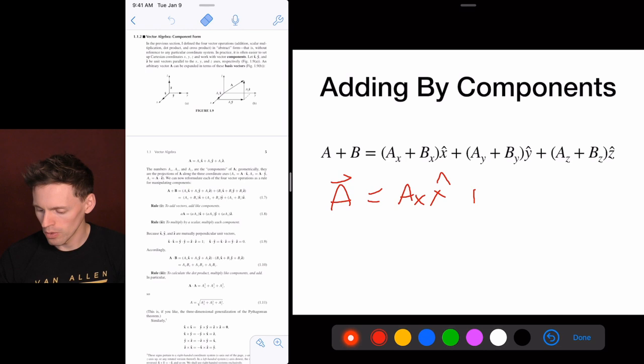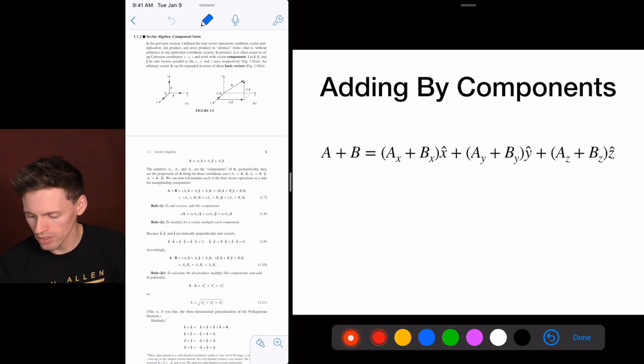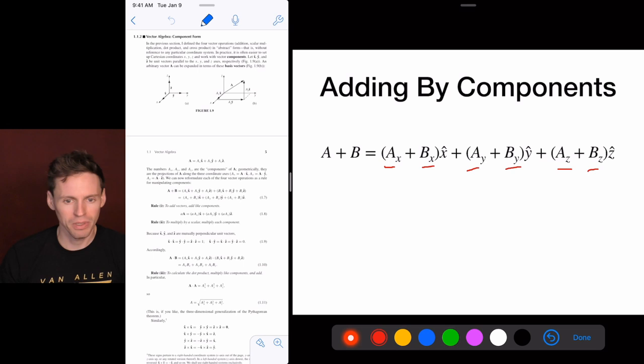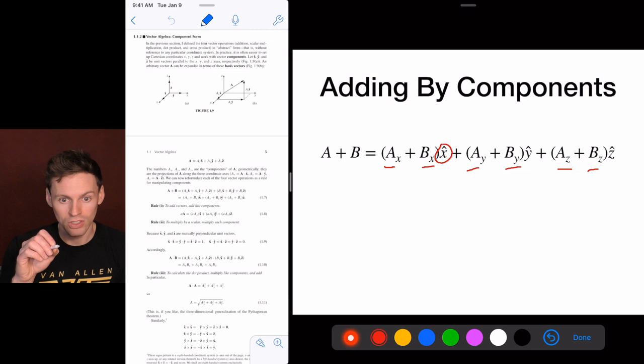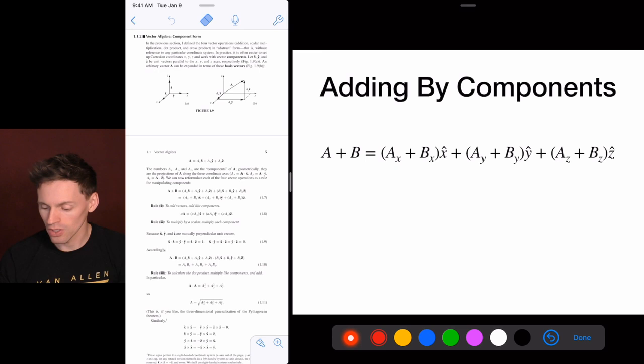So then if we want to add a and b together, all we do is add like components. So how much in x of a plus how much in x of b, how much in y of a plus how much in y of b, how much in z of a plus how much in z of b. The result of ax plus bx is still in the x direction. So we just add the components together, and that gives us a new vector.